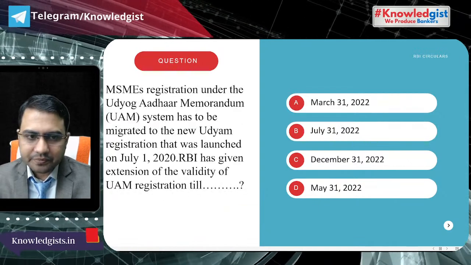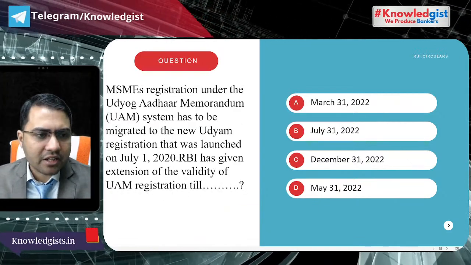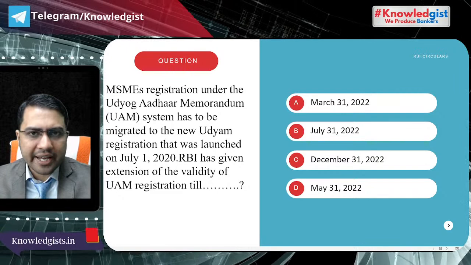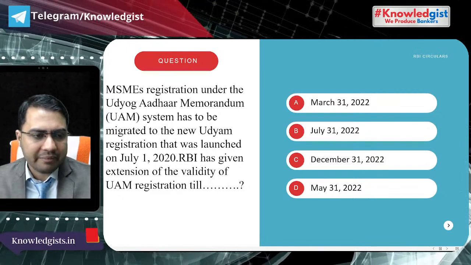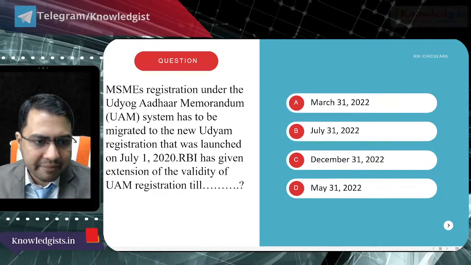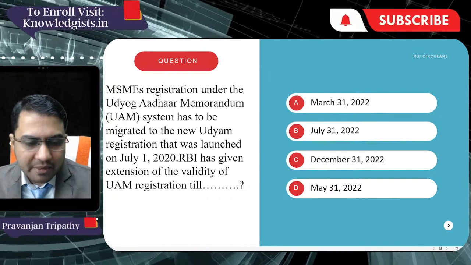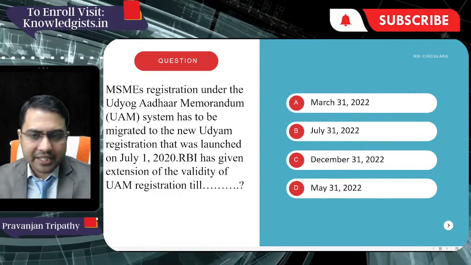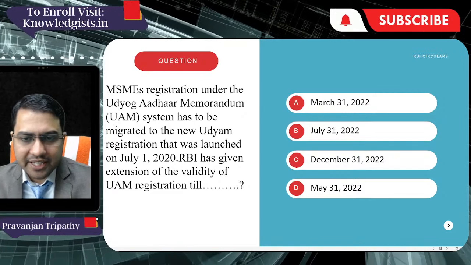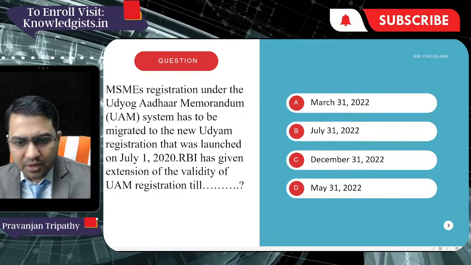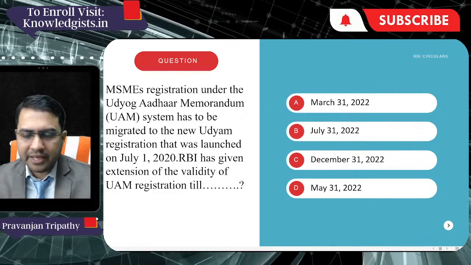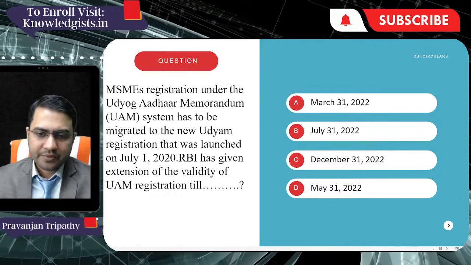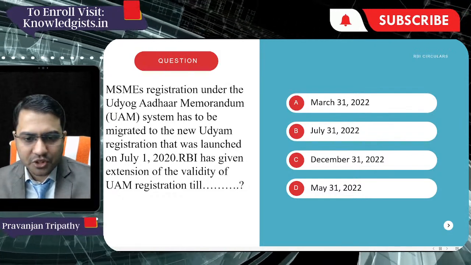Remember it. MSME registration under Udyog Aadhaar Memorandum, UAM. They may ask you the full form of UAM or what M stands for in UAM. Till which date has it been extended? March 31st, July 31st, December 31st, or May 31st, 2022? Your answers please. It's a damn easy question.